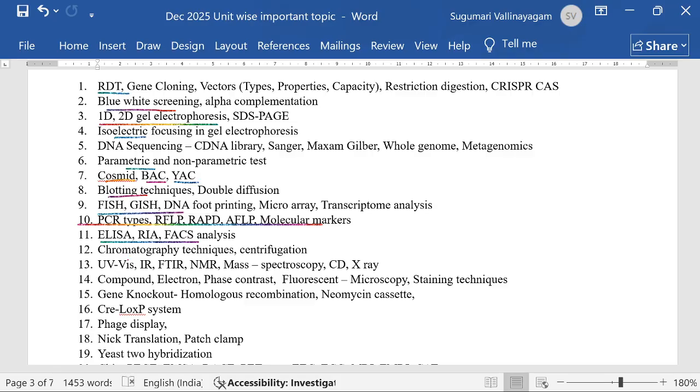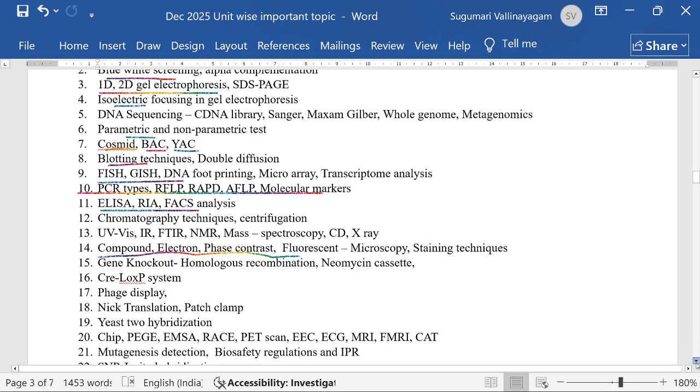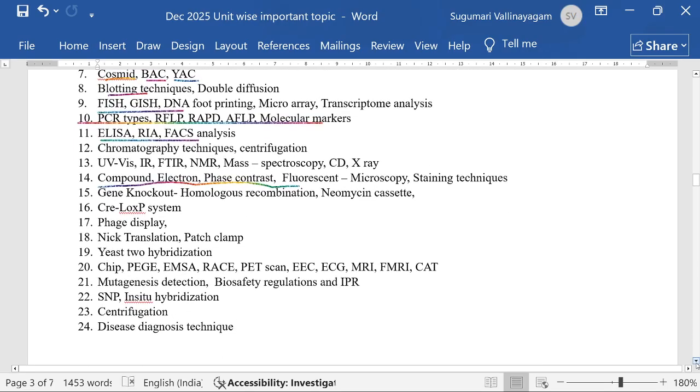Next, chromatography techniques and centrifugation, UV, NMR, X-ray methods they will ask. Next, electron microscopy is also very important. SEM and TEM, from this they will ask one question. And gene knockout method, phage display, nick translation, patch clamp method, yeast two-hybrid method. These are all topics from which they asked questions in previous years. That's why we are listing them out here.